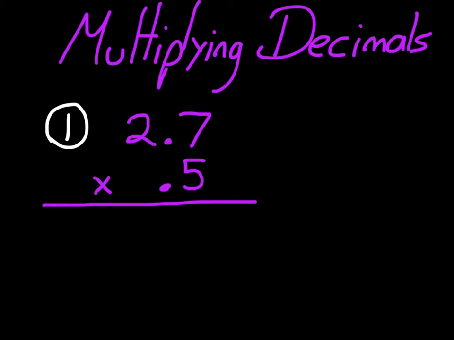The first thing you do is ignore the decimals. Like always, just do your multiplication. 5 times 7 is 35. 5 times 2 is 10. 3 more makes 13. Alright, now it's time to count. You multiplied. And now we got to count everything to the right.